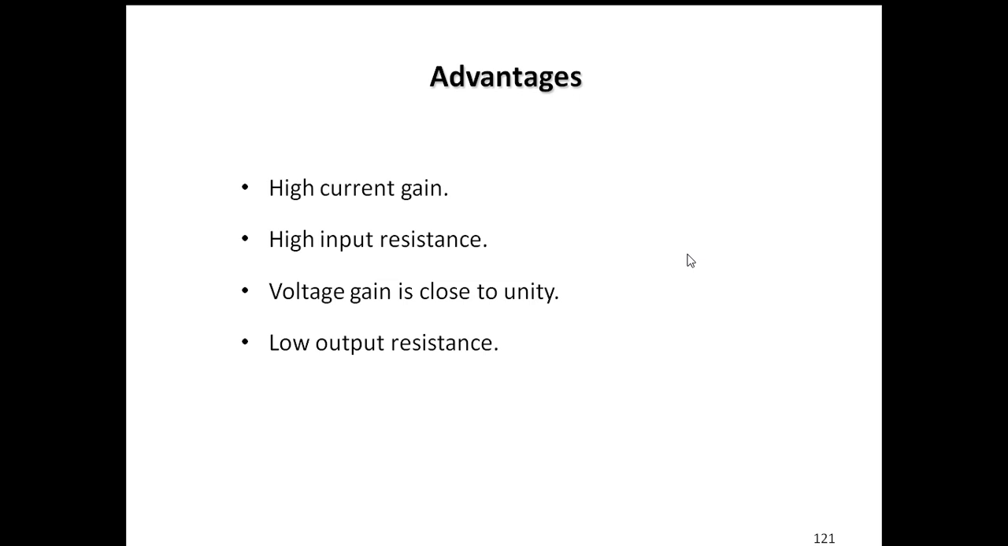This is mainly used in applications where the input resistance needs to be very high. Also, in order to increase the current gain, in high current gain applications, this Darlington pair is used. It is well suited for impedance matching because of high input resistance and low output resistance.